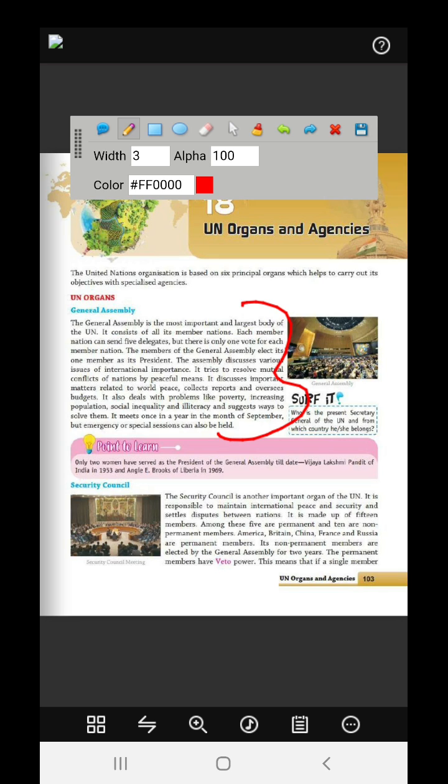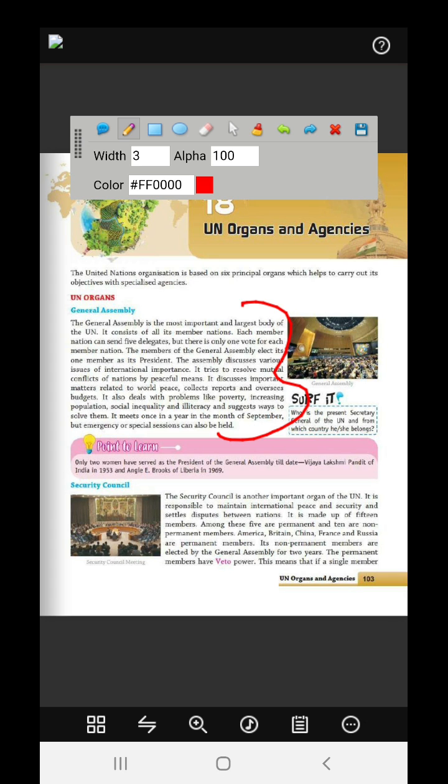So another council is the Security Council. It's another important organ of the UN. It is responsible for the maintenance of international peace and security. It settles all the disputes between nations. It is made up of 15 members. Among these, 5 are permanent and 10 are non-permanent. America, Britain, China, France, and Russia are the permanent members. The non-permanent members are elected by the General Assembly for 2 years.